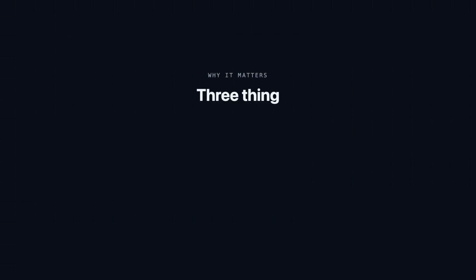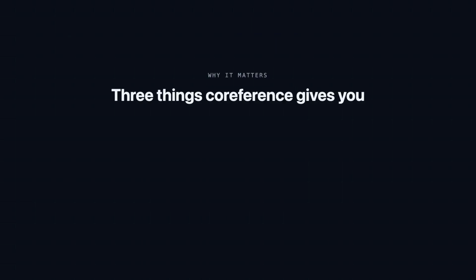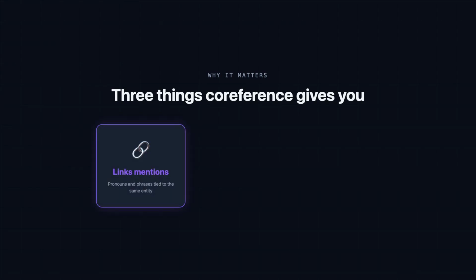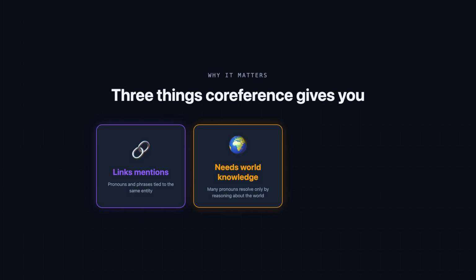Let's pin down the three things that make coreference resolution matter. It links pronouns and phrases to the same entity. She, it, the company, and a proper name can all point to one thing. And the system's job is to recognize that they belong together rather than treating each of them as a separate, unrelated item. Getting it right needs context and genuine world knowledge.